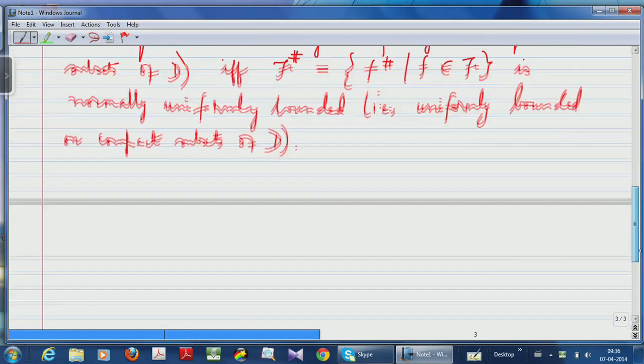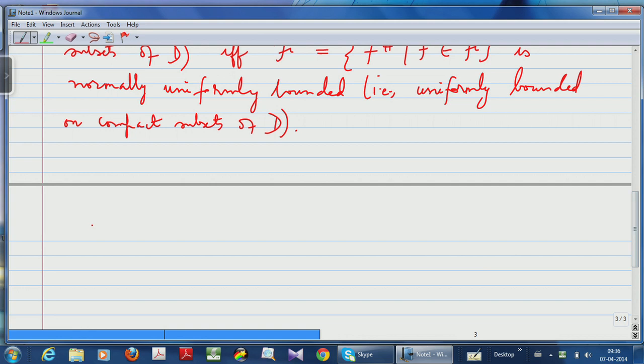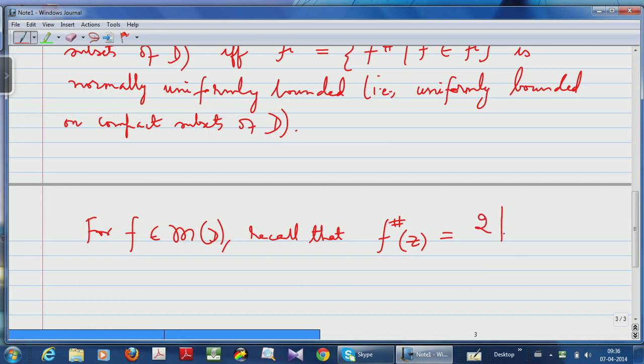How is the spherical derivative defined? For a meromorphic function f, recall that the spherical derivative of f at z is defined as 2 times mod f dash of z, divided by 1 plus mod f of z, the whole squared. This is the definition of the spherical derivative.